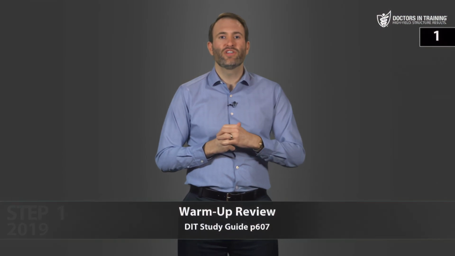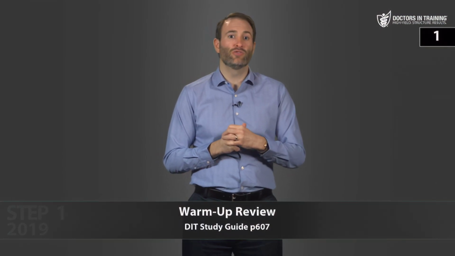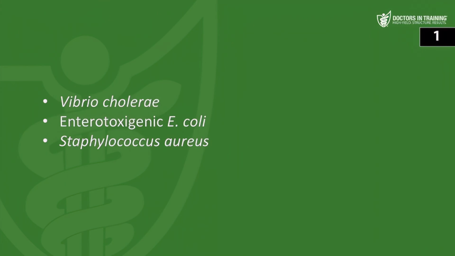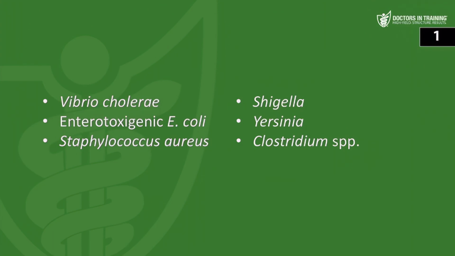It's time for another warm-up review. Let's get going. First question here, which bacteria secrete enterotoxins? So first we have Vibrio cholerae. We also have enterotoxigenic E. coli. So that's making a heat labile toxin that causes similar diarrhea to cholera. Staph aureus has a series of enterotoxins. Shigella, Yersinia, Clostridium species, specifically Clostridium difficile, and also Clostridium perfringens.